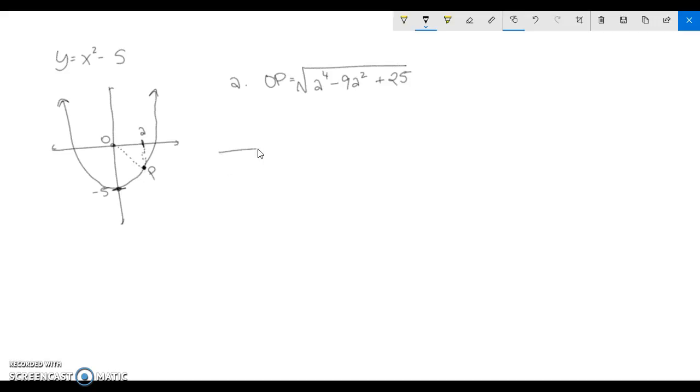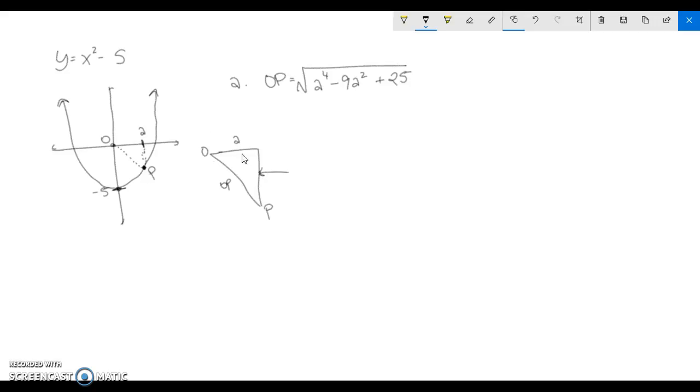So here's our triangle that I just drew. This is O, this is P, this is a distance of a. We want to find this distance, OP, right? And we know this distance. How do we know this distance?